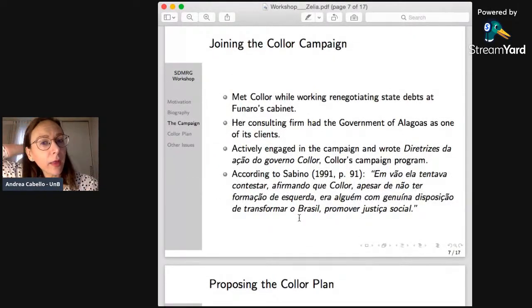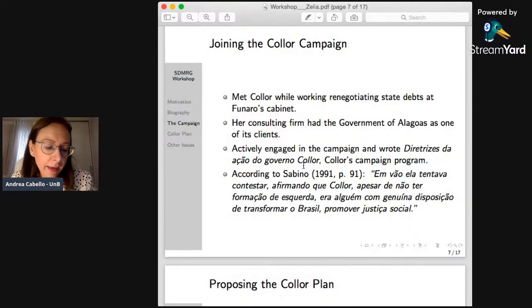She joined the Collor campaign. She was one of the first people to join it. She met Collor, like I said, while working on renegotiating state debts at the cabinet, and after that she kept close contact with the then governor, through her consulting firm, because of the contracts she had with the government of Alagoas. When he decided to run, she was one of the first people engaged in his campaign. She was one of the main people who wrote Diretrizes de Ação do Governo Collor, which was Collor's campaign program.